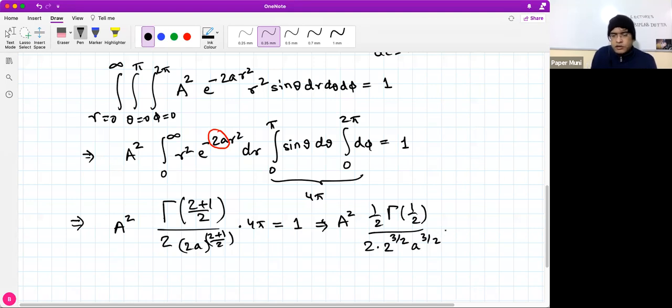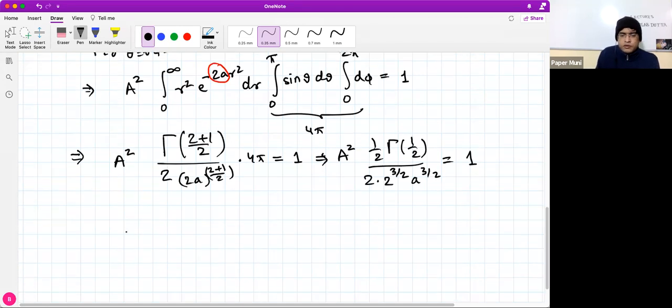All right, so this is equal to 1. Now if you simplify it further, what will we get? Now this is equal to root pi. So I'll just write the solution to this directly. So this a square is equal to 2a by pi to the power 3 by 2.